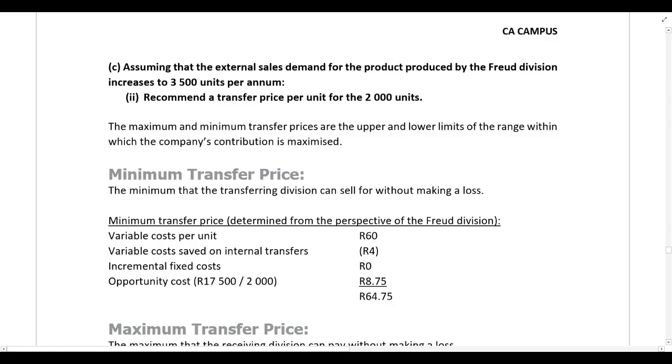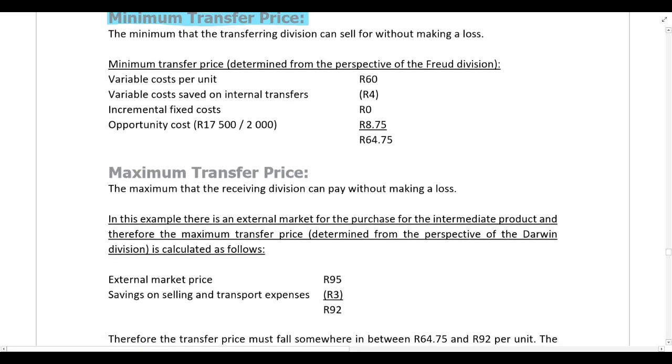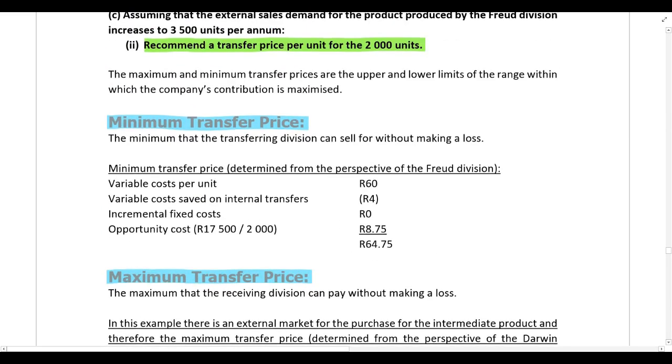So still part C of the required, so we're still assuming that the external sales demand for the product produced by the Freud division is 3,500 units per annum, and we need to now recommend a transfer price for the 2,000 units. So please remember, whenever you need to recommend a transfer price, you need to calculate a minimum transfer price, and you also need to calculate a maximum transfer price. So let's first look at the calculation of the minimum transfer price. Remember, you must study this formula. The formula is always exactly the same when you are calculating a minimum transfer price.